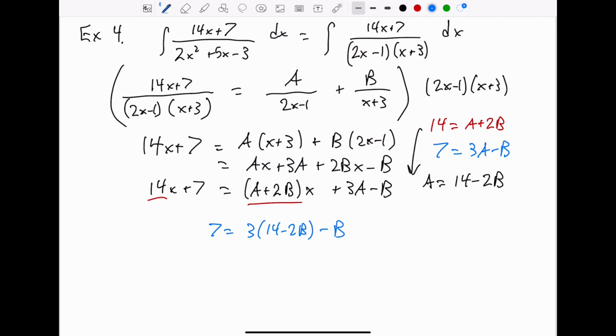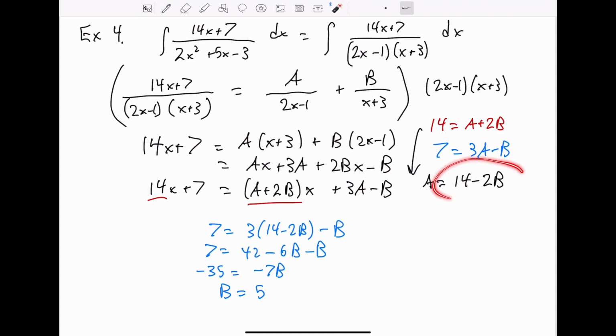We expand, group like terms, and solve for b. 3 times 14 is 42, minus 6b minus b. Subtract 42 from both sides. I have a negative 35, which is equal to negative 7b. Solve for b, and we have b equals 5. Once we have the value for b, we know that a equals 14 minus 2b. So a is 14 minus 2 times 5, which is 10. A equals 14 minus 10, which is 4. So we have a equals 4, b equals 5.